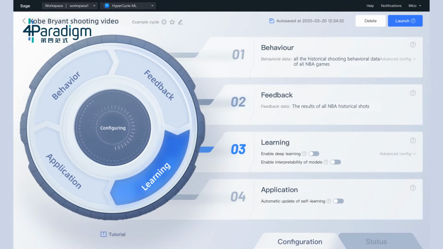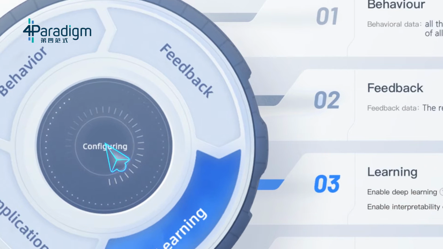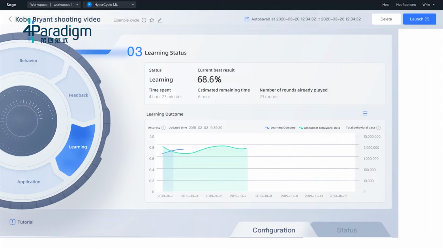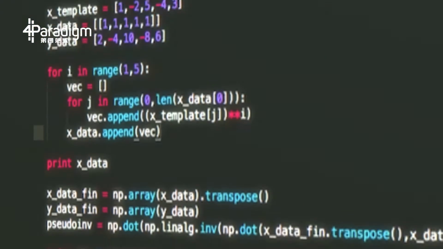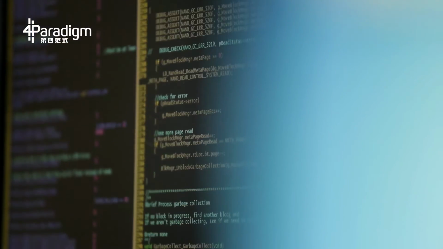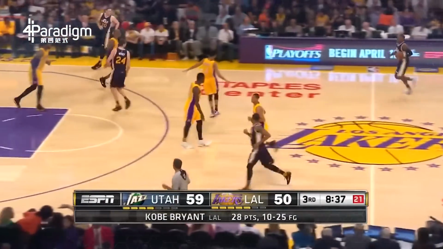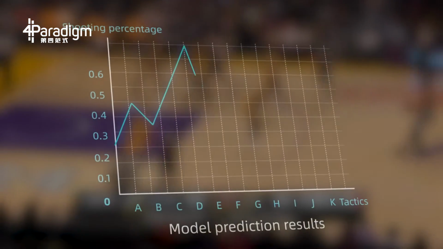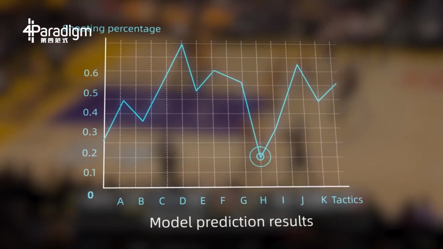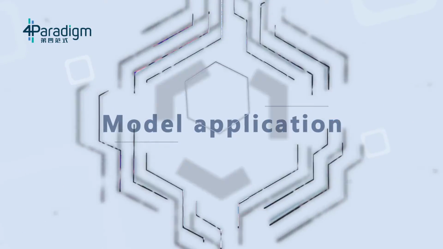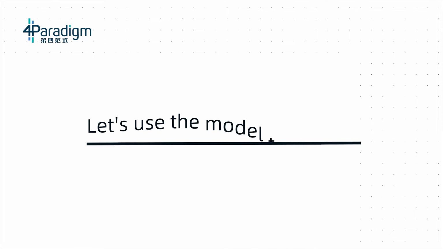In just a few minutes, the system has explored and learned from massive data and constructed a model with incredible precision and complexity, which could take months for AI scientists to achieve. With it, we can easily predict the shooting results of both teams and know which tactical options will give Kobe the lowest shooting percentage. The answer is around the corner. Let's use the model to predict.